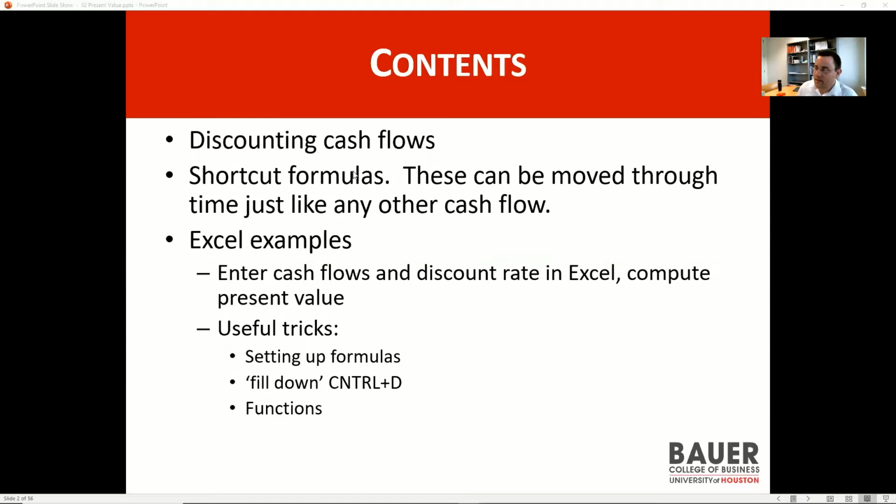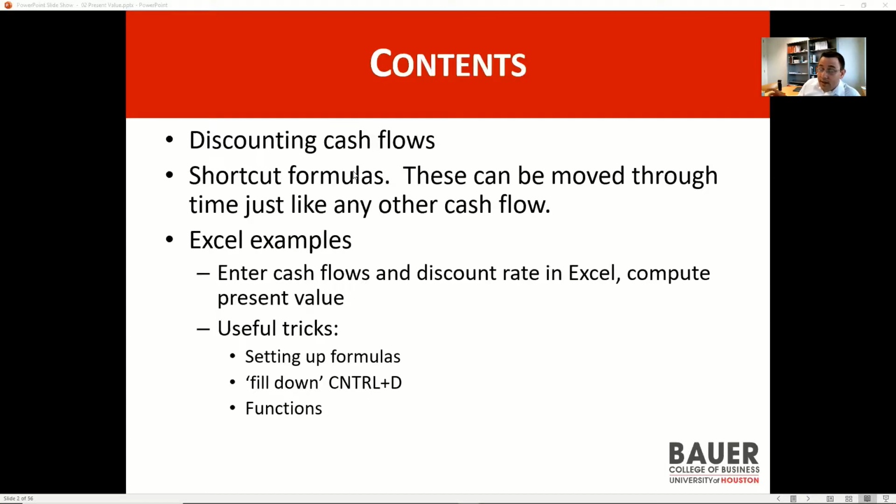So these are things like annuities, perpetuities. We'll define them. We'll talk about why we like them so much, why we'll use them basically in every class until the final exam. We'll use some of these shortcuts. We use these a lot in corporate finance. We'll talk about why we use them.